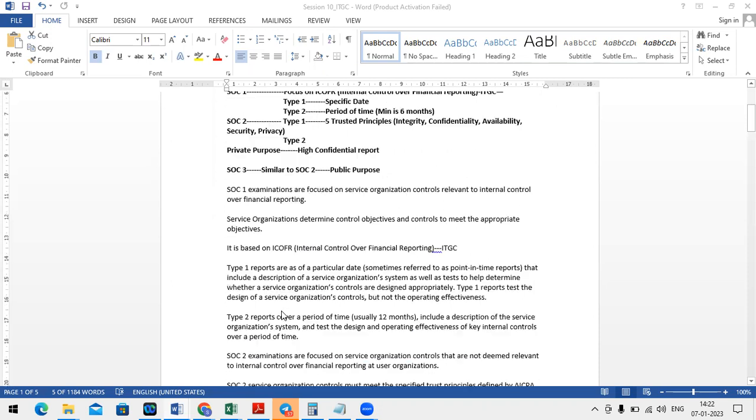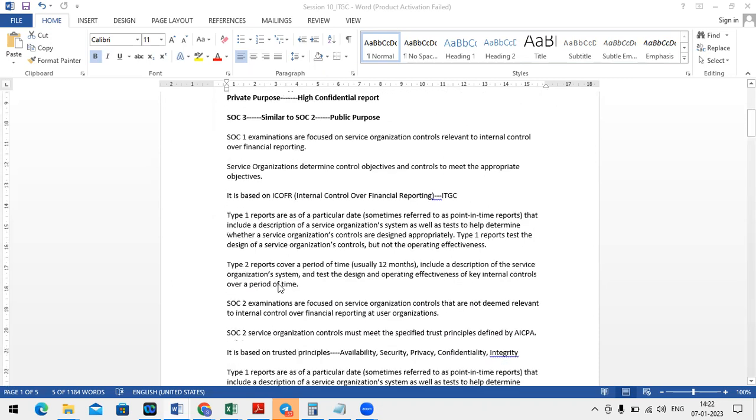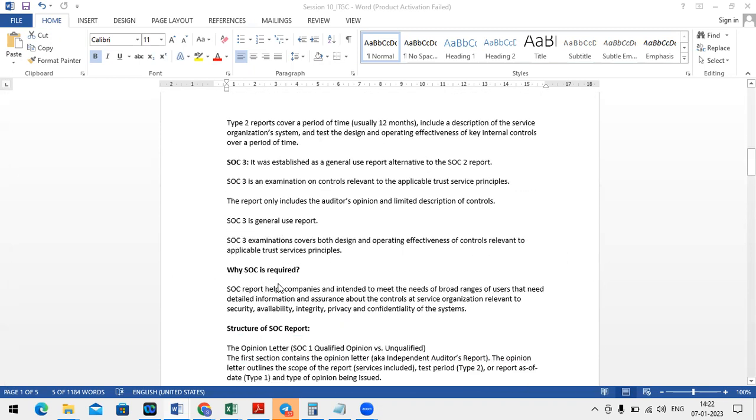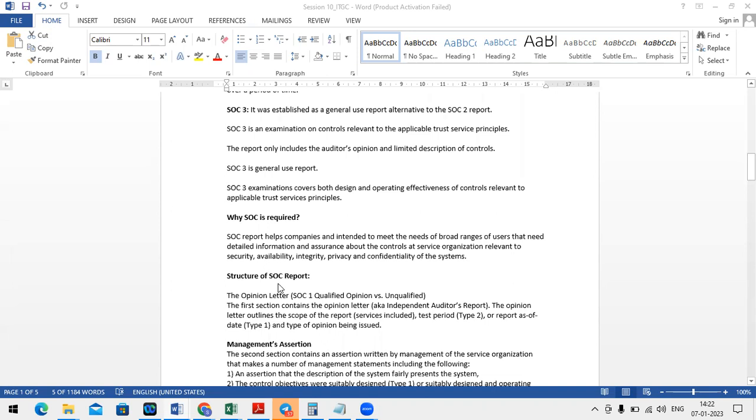It is based on ICFR. We have Type 1, Type 2, SOC 2 Type 1 and Type 2. Then we have SOC 3. So basically, how exactly does the structure of a SOC report look like?